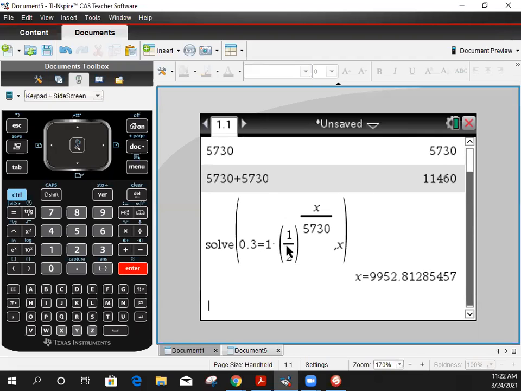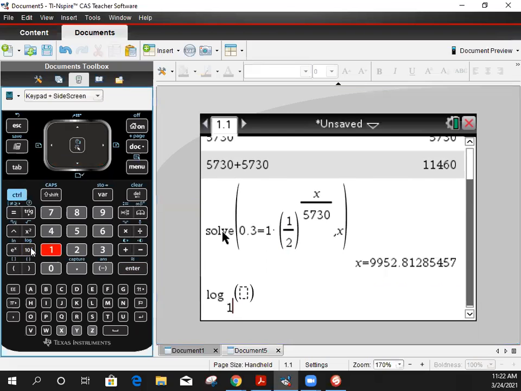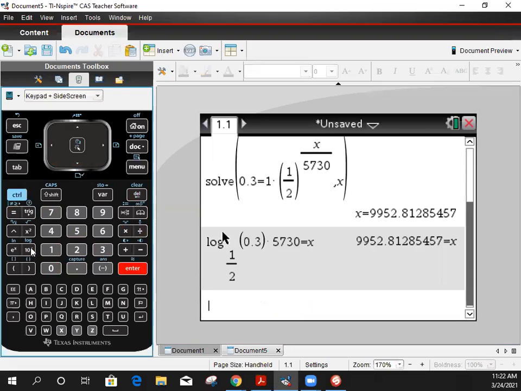All right. And the way you would solve this is rewrite that in log form. So your base is 1/2. So it'd be the log base 1/2. Your answer is 0.3. And your exponent is x over 5,730. And then you would multiply both sides by 5,730. And we get the same exact number. So that's how you do it without a calculator solve function. But there's our answer. We know that this piece of charcoal is around 10,000 years old.